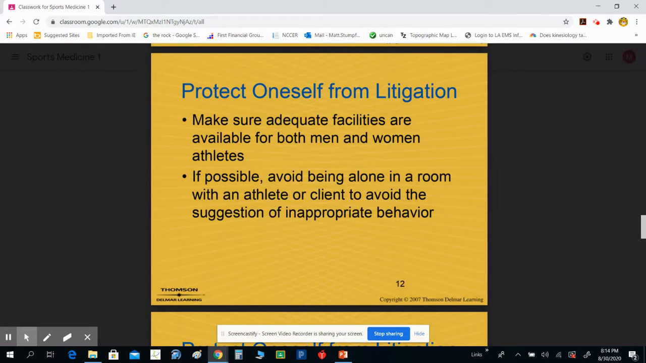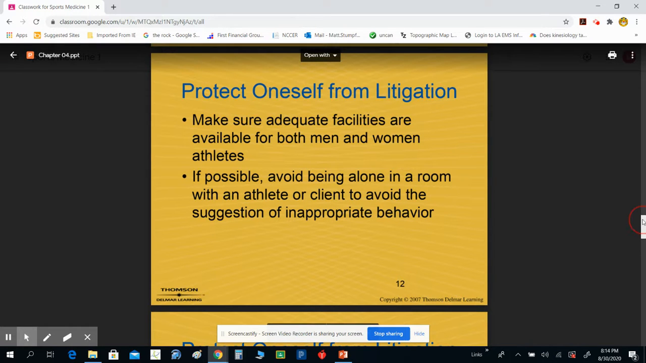Make sure adequate facilities are available for both men and women. You can't have one group in a better facility than the other. You'll notice in our basketball program, they alternate between the air-conditioned gym. Some days the girls have it, some days the boys have it. All right. If possible, avoid being alone in the room with an athlete or client, to avoid the suggestion of inappropriate behavior. Like I said, we don't really want to be one-on-one if we can avoid it.